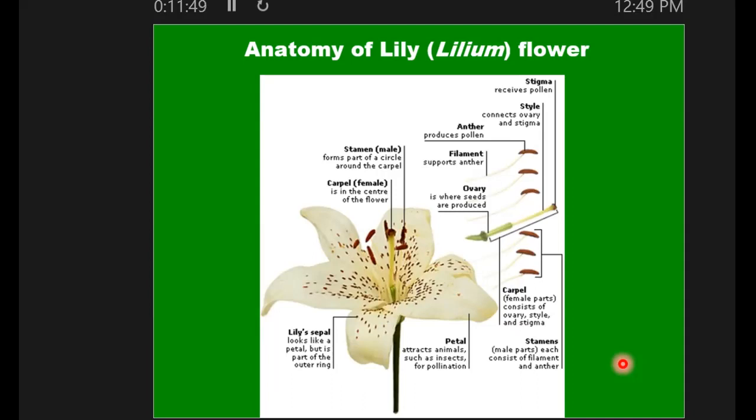Okay, so there's over 250,000 different angiosperms. You only have to learn one example of how they do it. Okay, so all right, we'll stop there and we'll continue on with this on Thursday.